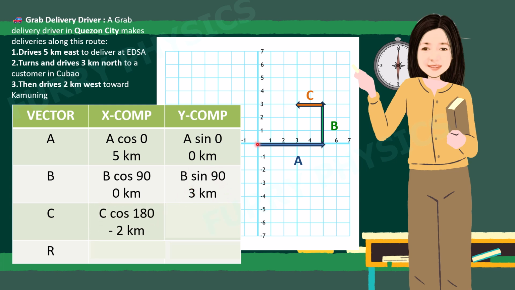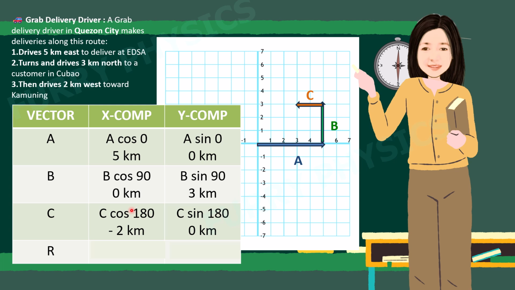Now, vector C is going to the left, so the angle is 180 degrees. So vector C is C cosine 180, and that is negative 2 kilometers. And C sine 180 is 0, because sine 180 is 0. Hence, the y component of vector C is 0 kilometers.